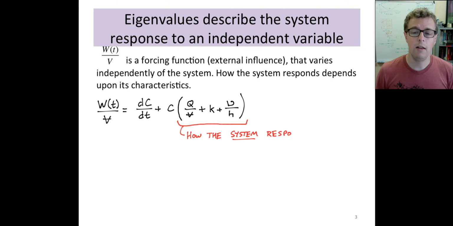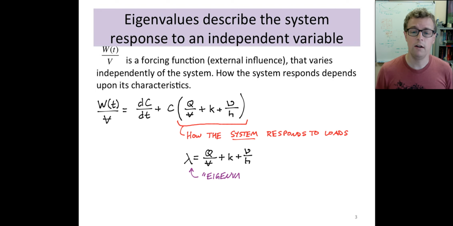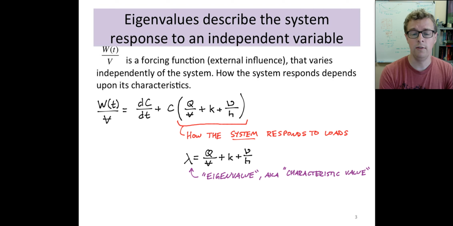The bit that I'm highlighting in red right now, this is how the system responds to loads. If the loads are on the left, the right-hand side is telling you the response to those loads, or how the system balances out the loads that are applied. The chunk that is in parentheses, we call this an eigenvalue, and Chopra uses lowercase lambda to represent that. And all it means is a characteristic value of the system. Literally, it is a value that describes the system characteristics. That's what I want you to know about lambda.